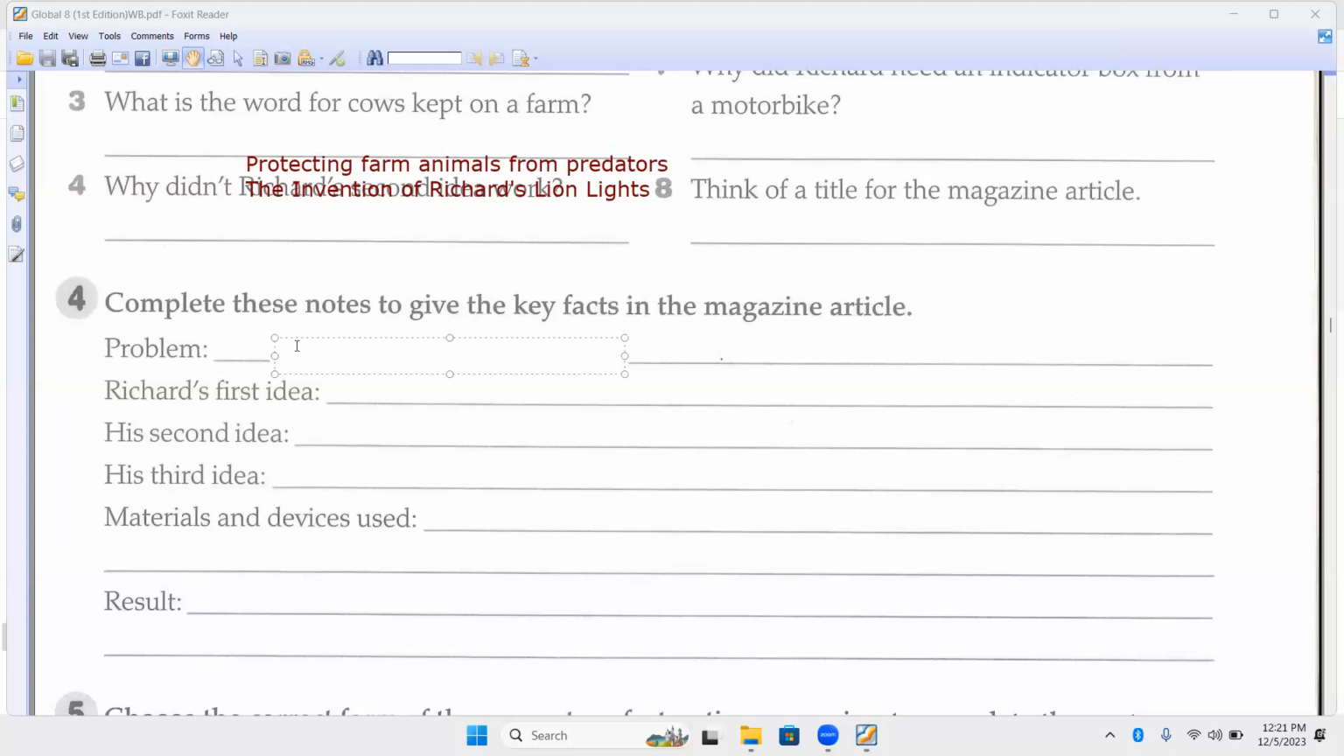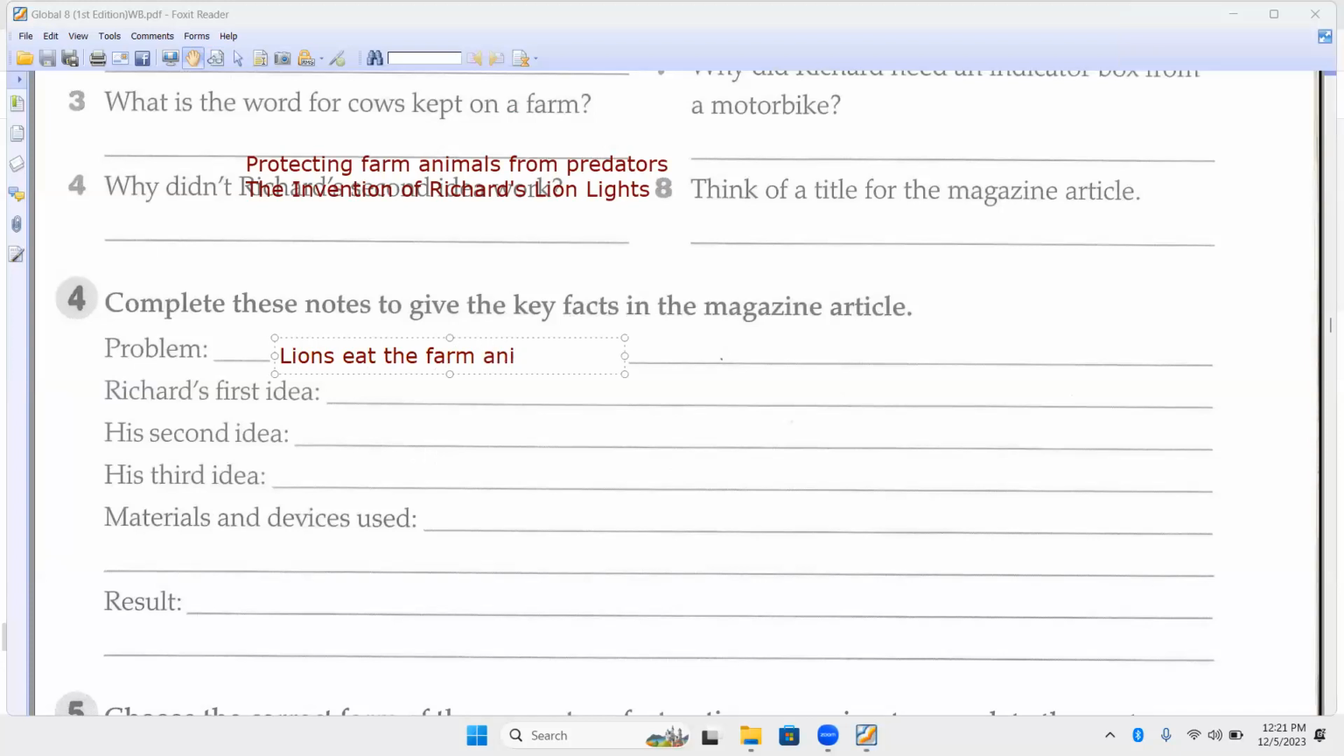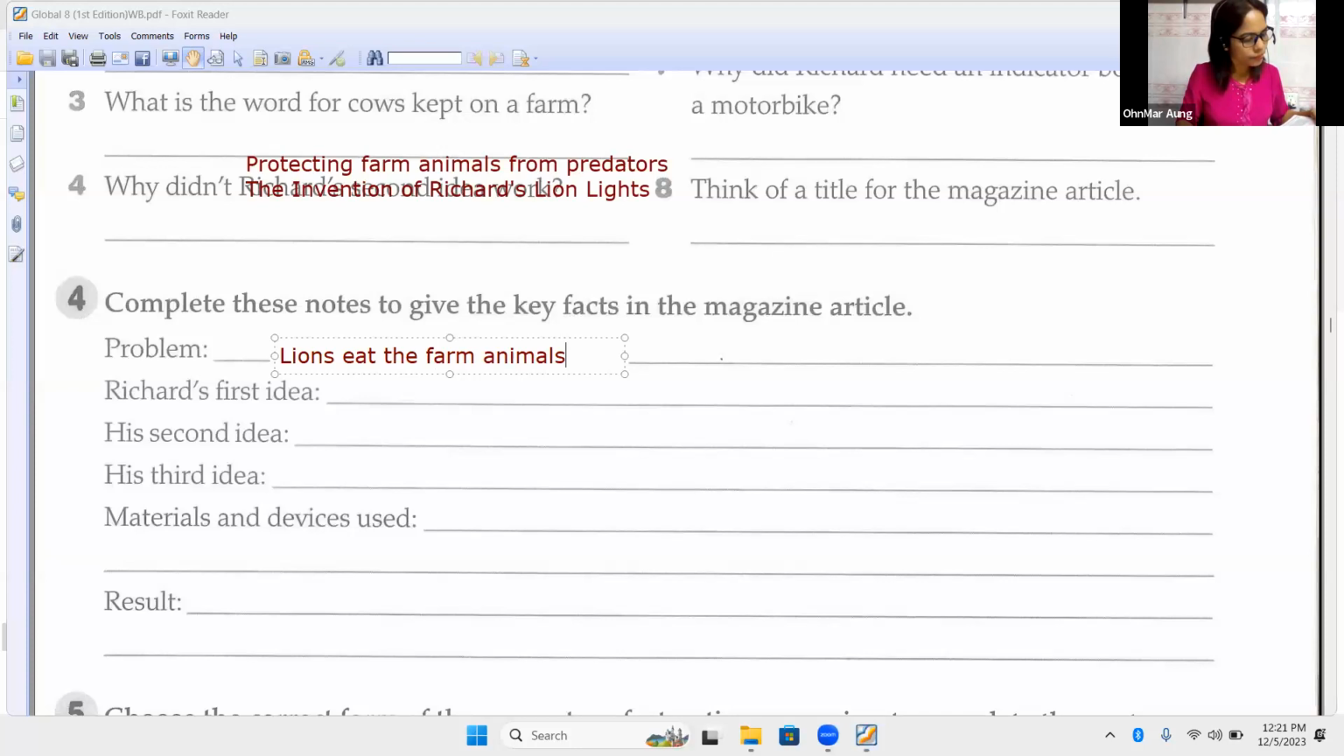Lions in the village, animals in village. Correct. So the problem, lions eat the farm animals. From where? In village. Yeah, farm is village. The farm animals. There is in a farm and animals. So Richard's first idea.